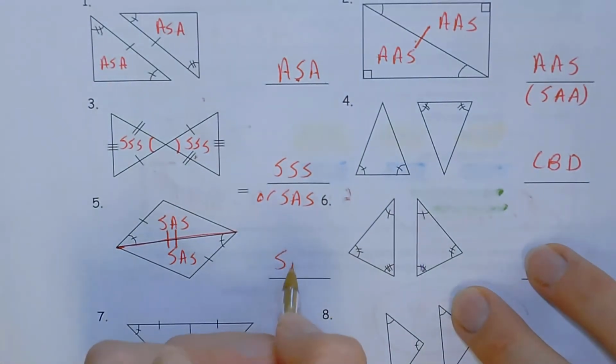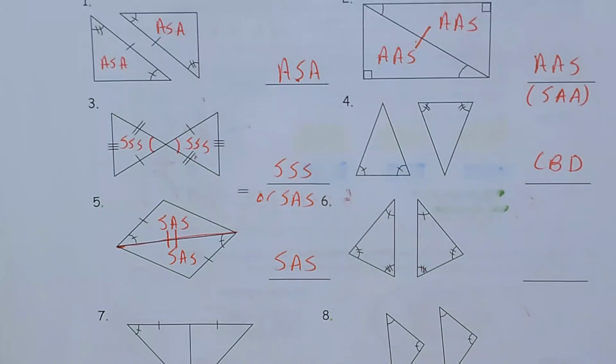And now we have enough to say they're twins. They will be twins by the shortcut SAS. We don't have to check anything else, just those.